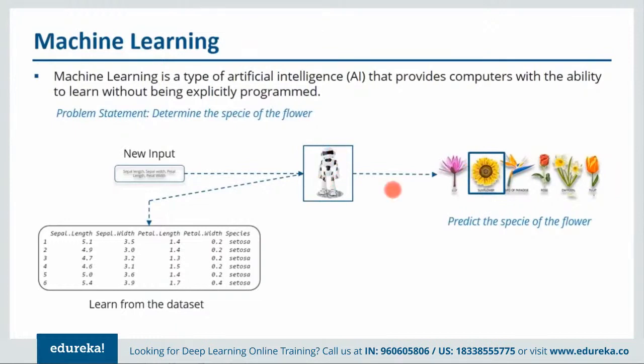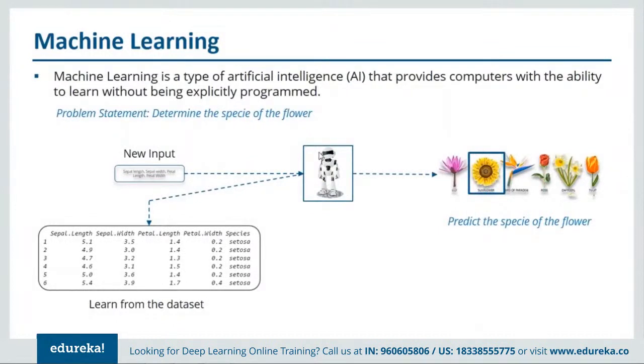So basically, I'll just revise it once more. You have a data set. You split that data into training and testing data. With the help of training data, you train your particular machine. And after that, you test it in order to determine the accuracy. And once it is done, whenever you give the new input, it'll predict the desired outcome. So this is how machine learning works, guys.